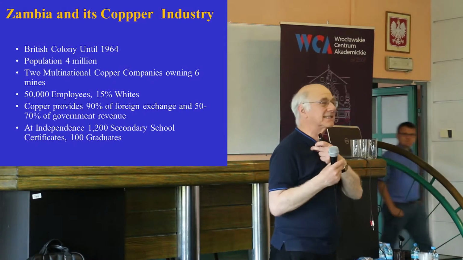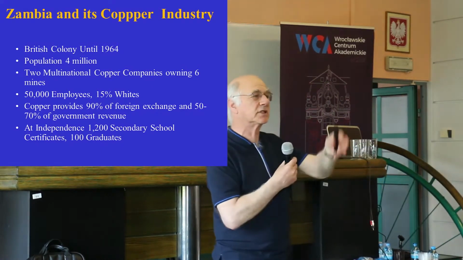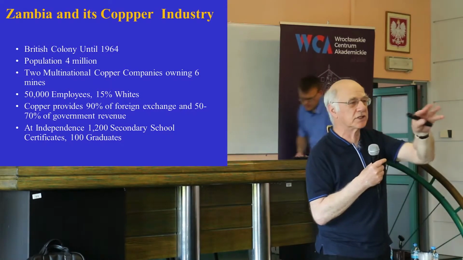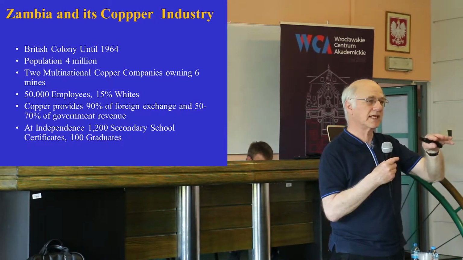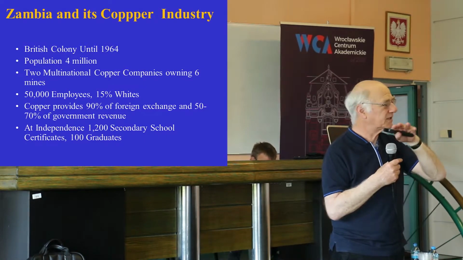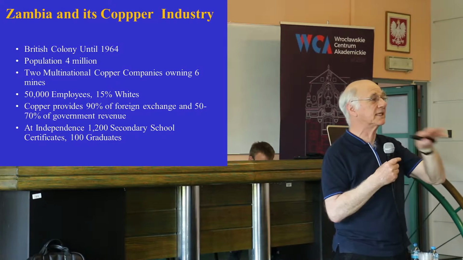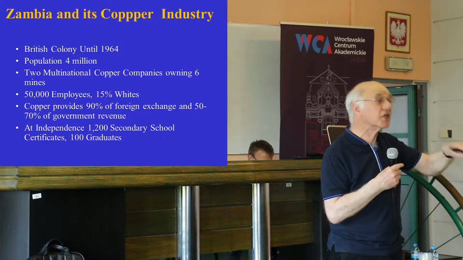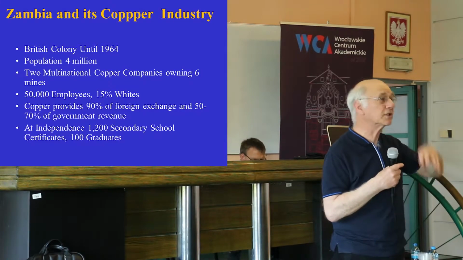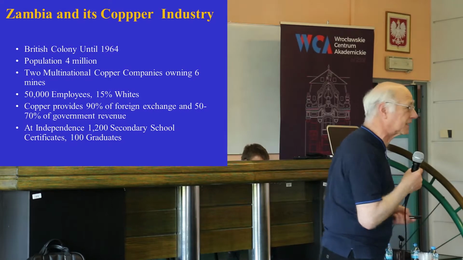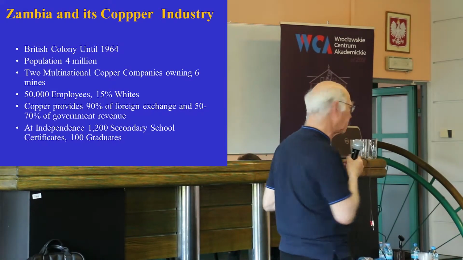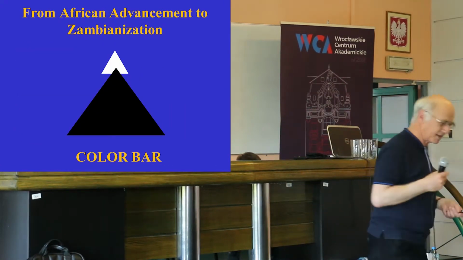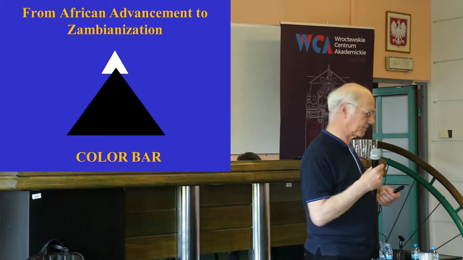And at independence, listen to this, there were 1,200 people with secondary school certificates and only 100 who were graduates of the university. So the Zambian population, the African population, the black population was very undereducated. The colonial administration had not spent much time devoting itself to education. Okay, so I was interested in a question.